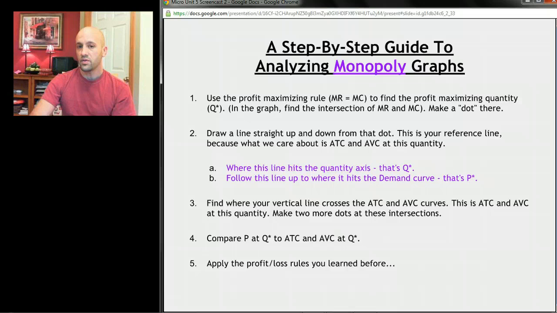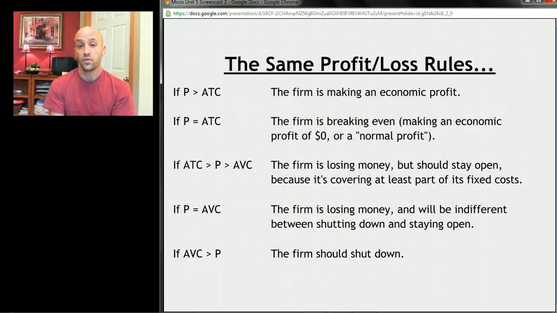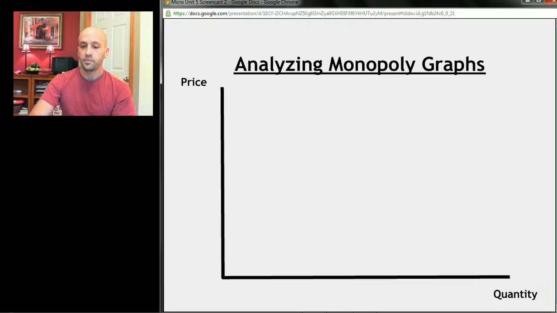Along the way, we're going to also use the same exact profit and loss rules that we use for perfect competition. When we compare price to average total cost and average variable cost, the rules haven't changed, and again, I'll incorporate those back as we go. Alright, so let's take an example. We'll start off with a clean graph, and we'll start incorporating some of the curves that we need in order to make these decisions for the monopolist.